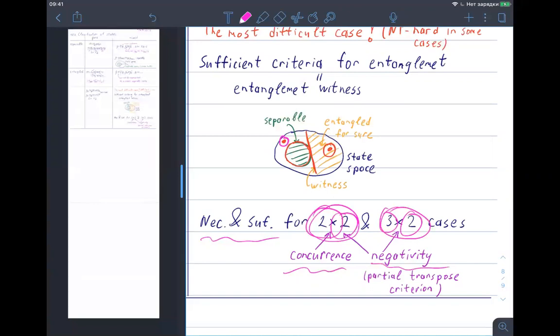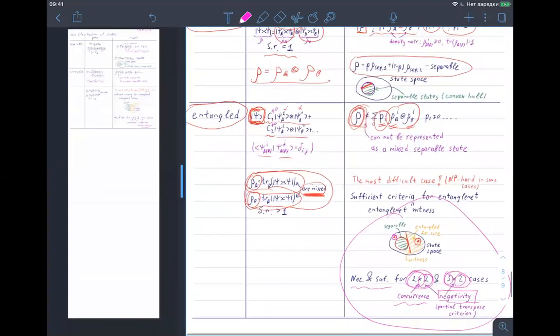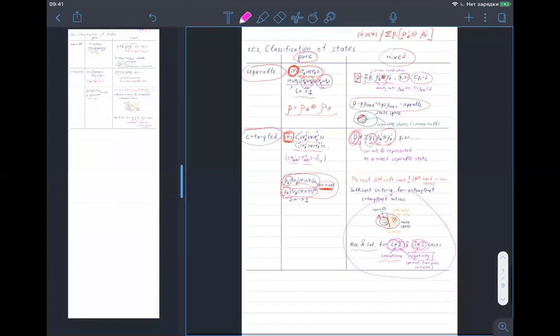We can also apply this negativity for other dimensions, but it will give you only a sufficient condition. So if you calculate negativity for your state and obtain it's larger than 0, you say, okay, I know the state is entangled. But if it's equal to 0, you say, I don't know, maybe it's entangled, maybe not. So this is the whole picture, but we will consider it in more detail first, all the story about witnesses. It's just a general picture that there are all possible combinations between mixedness and entanglement. It's very important because sometimes people miss this.